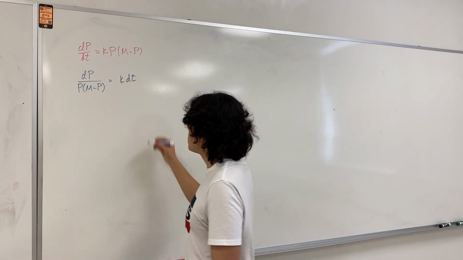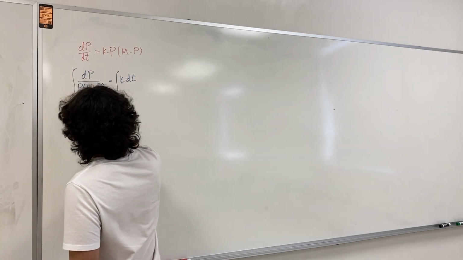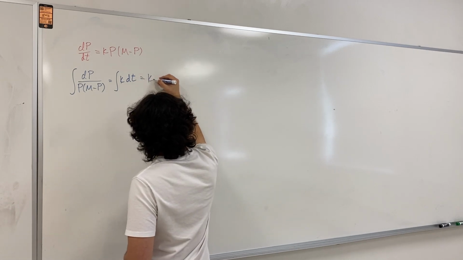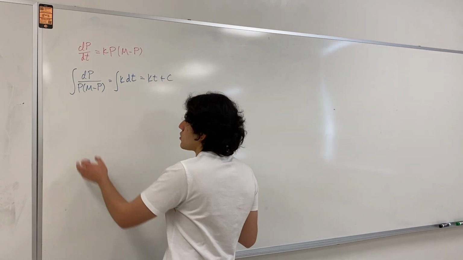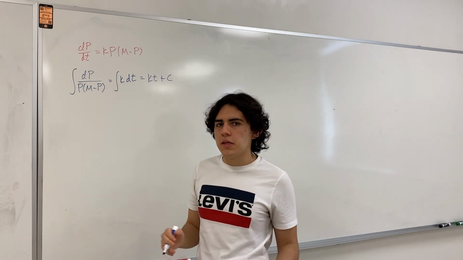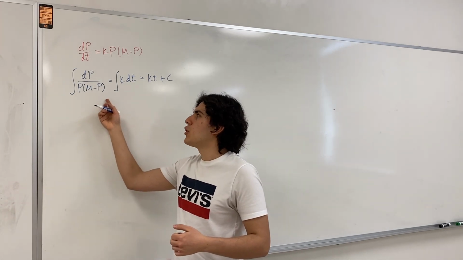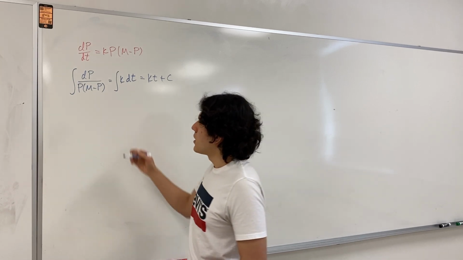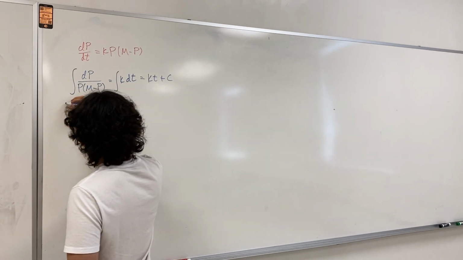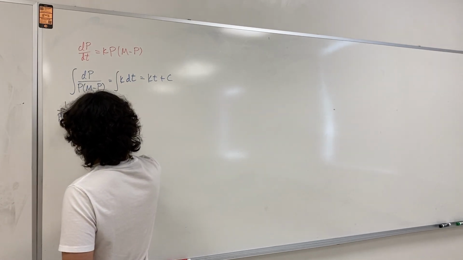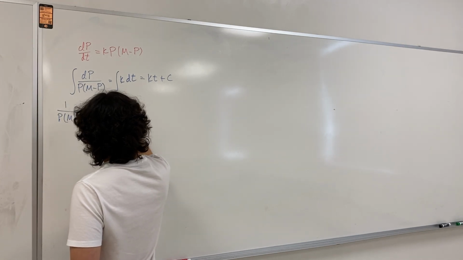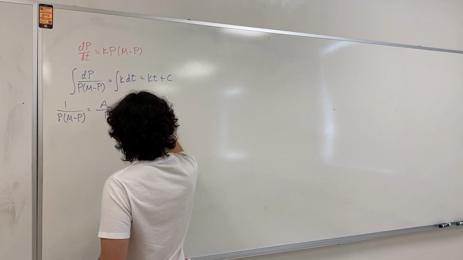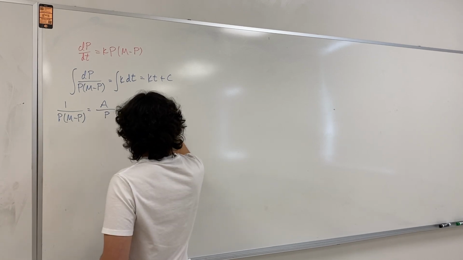Now we can integrate both sides as we usually do. The right hand side is going to be very simple. It's going to be kt plus a constant of integration. And now the left hand side may be more difficult, however, hopefully you can identify that you can solve this integral by using partial fractions. So we can split this expression like this. We can say that 1 over P times (M minus P) is going to be some constant, let's call it A, divided by P, plus some other constant B divided by (M minus P).